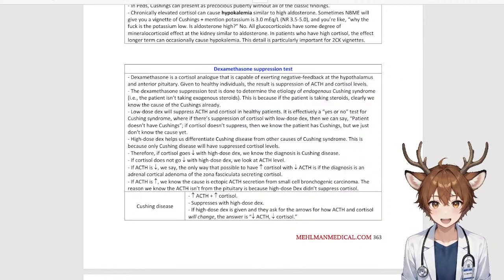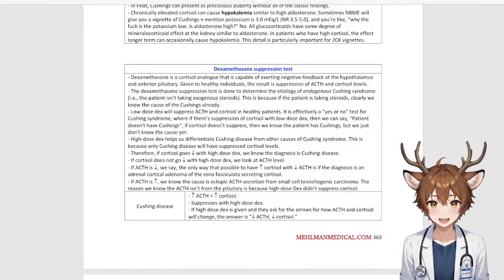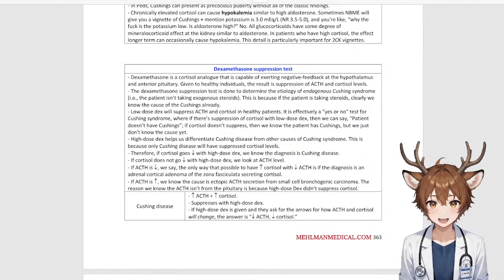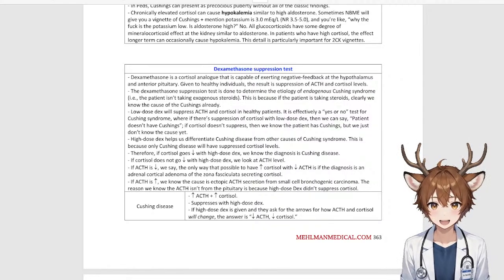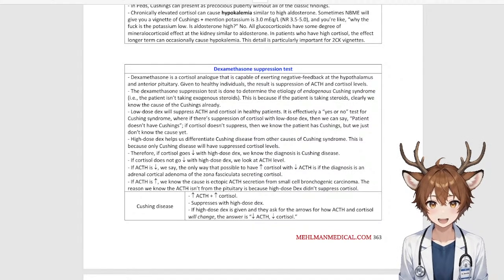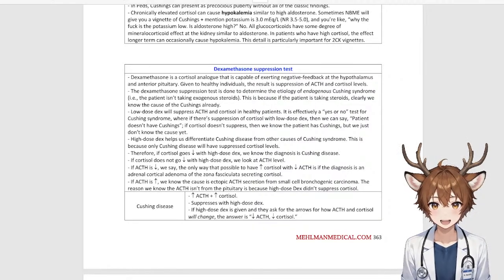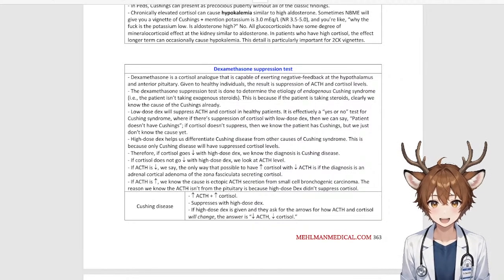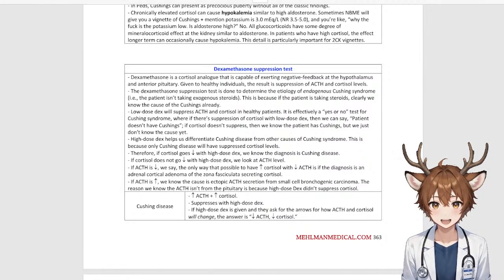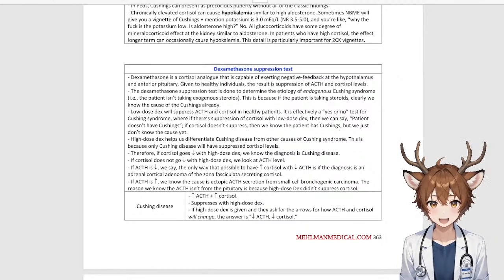If the ACTH is low, the only way this is possible is to have an elevated cortisol with a decreased ACTH, so the diagnosis is an adrenal cortical adenoma of the zona fasciculata secreting cortisol. If the ACTH is elevated, we know that the cause is ectopic ACTH secretion from small cell bronchogenic carcinoma. The reason we know that the ACTH isn't from the pituitary is because the high dose dexamethasone didn't suppress the cortisol.